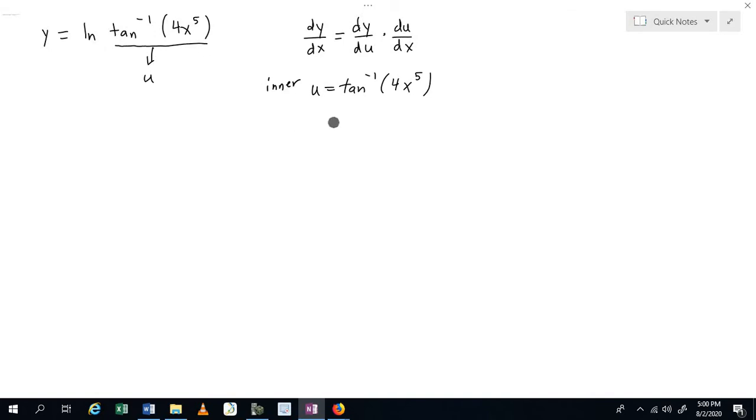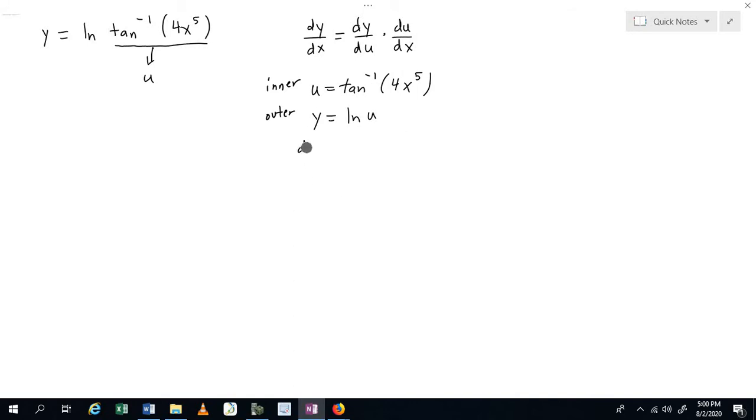And then the outer function will be the natural log. In fact, I'm going to write y is equal to the natural log, and since we called the inner function u, it'll be the natural log of u. And that's our outer function. If you form a composition with these two functions, you'll end up with this function here.